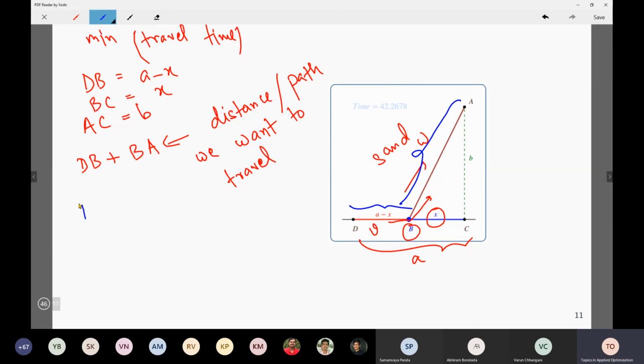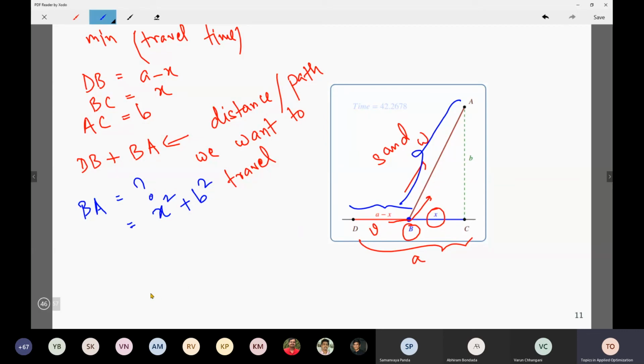BA is how much? Well, our very old familiar Pythagoras theorem will come into play. BA is the square root of x square plus b square. So now the distances are known and the speeds are known.